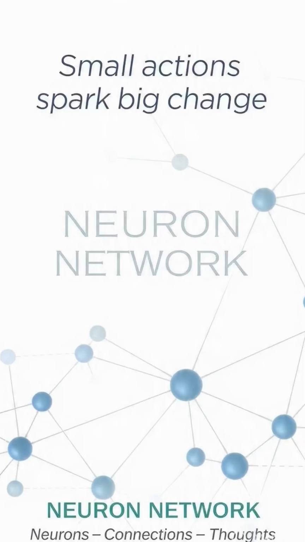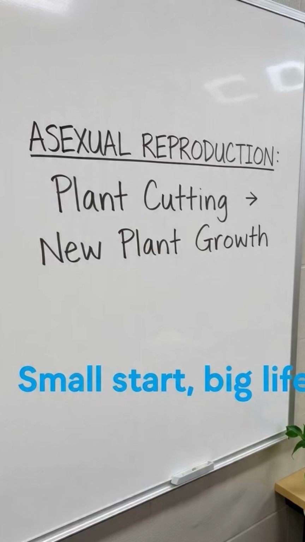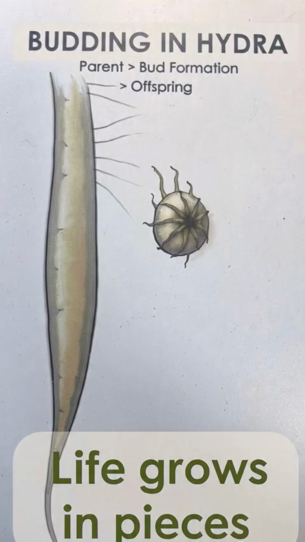The second category, reproduction, includes slides about asexual and sexual reproduction. Asexual reproduction is shown through plant cuttings, where one plant grows into a new one. Budding in hydra and binary fission in bacteria are also explained. Sexual reproduction is covered with slides about sperm and egg fusion, fertilization, and pollination in plants.